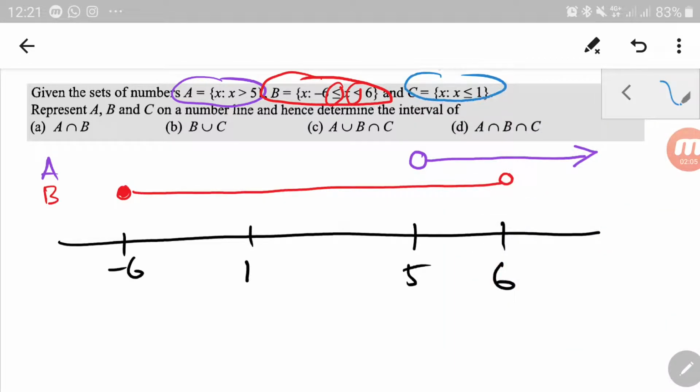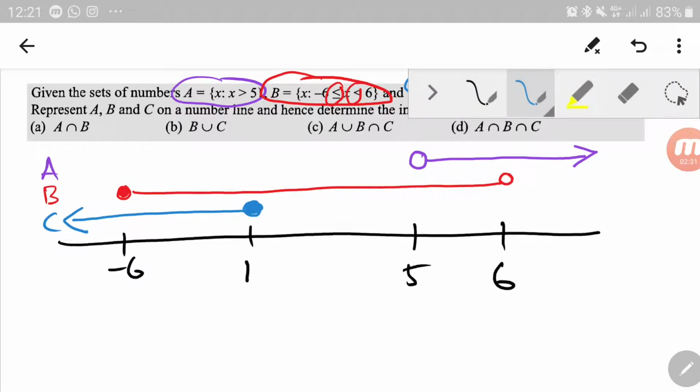Okay, next, purple and red, so we use blue for C. C put here. So it's a number that is less than or equal to 1. So it's a dense circle like this, pointing to the left. Going to the left because it's less than or equal to. So we have already represented A, B and C on a number line.